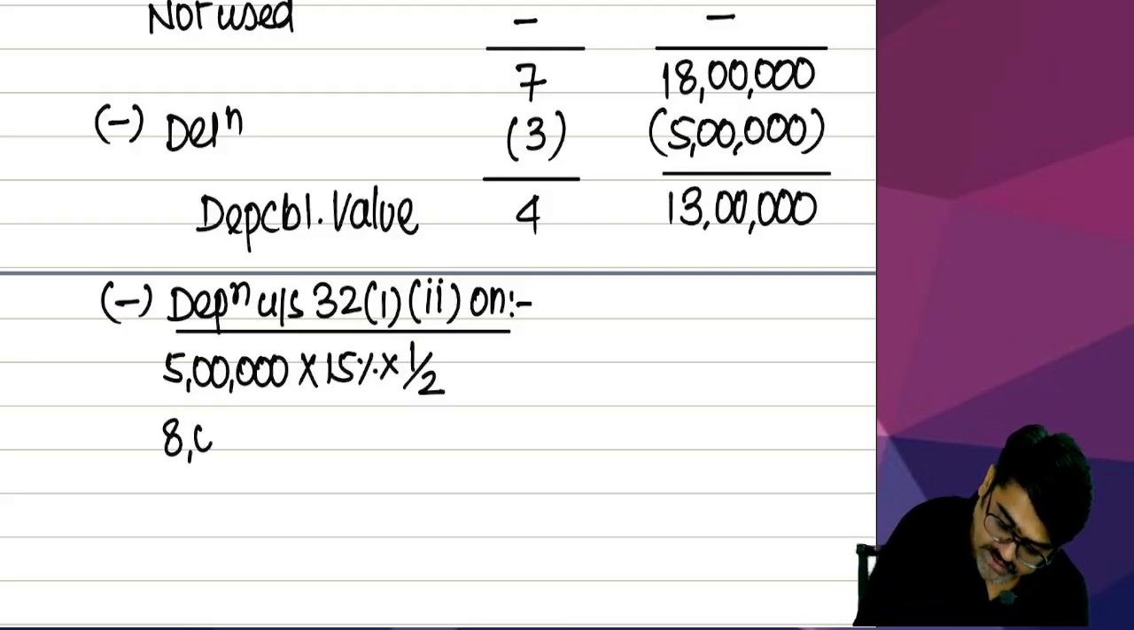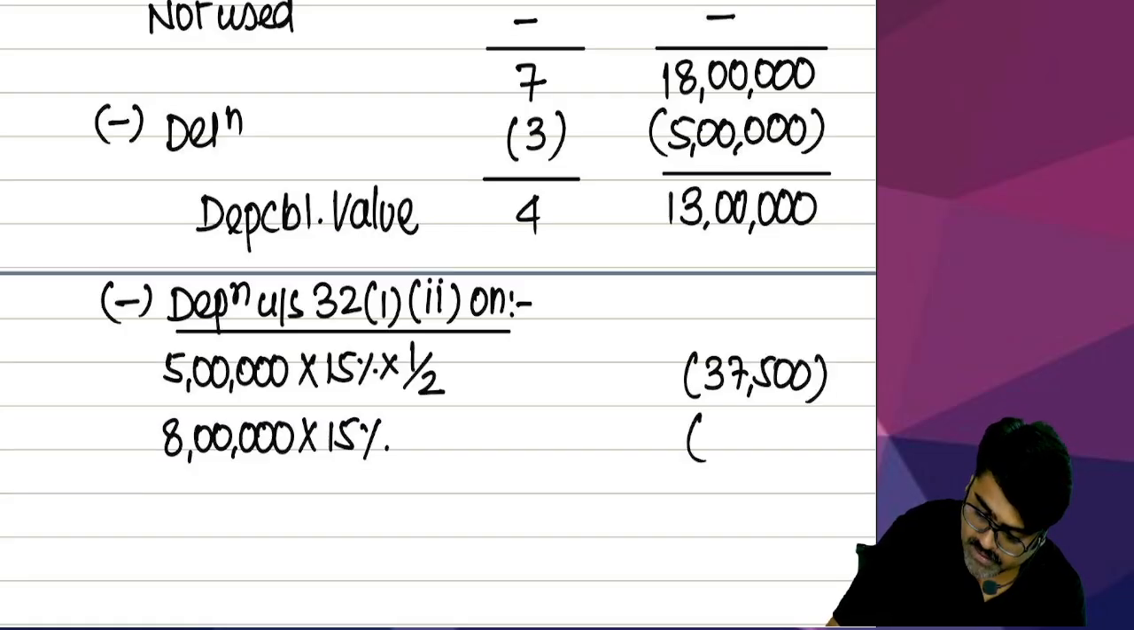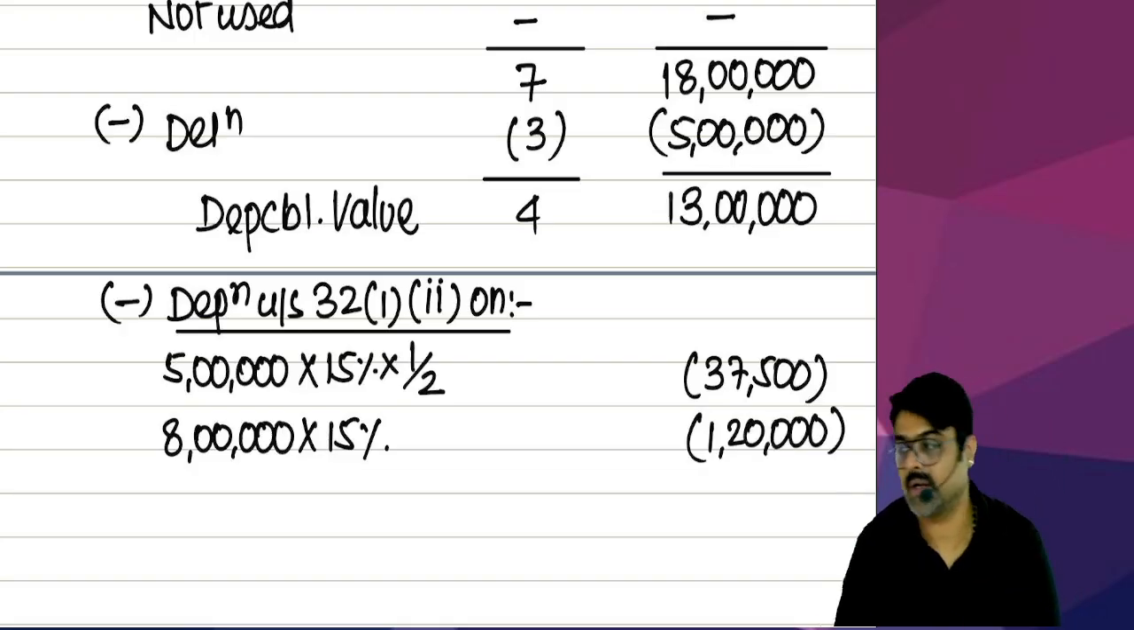And on the balance 8 lakh, you are going to calculate full 15%. So, how much is this? Tell me. This is again 37,500 and on 8 lakh 15% will be 1,20,000. So this is your total normal depreciation for this year.